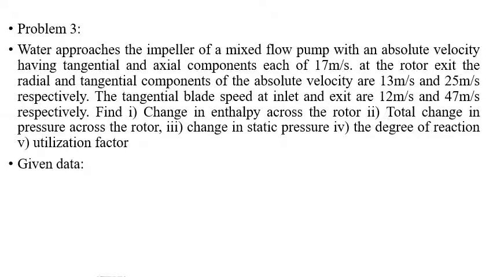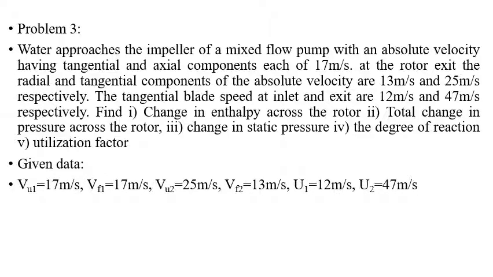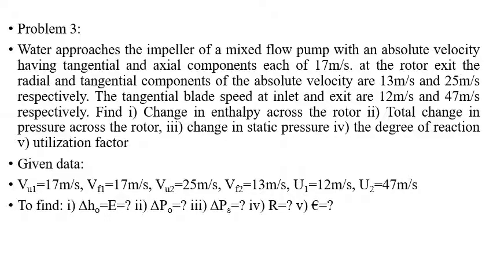By reading this given numerical, write the given data, that is Vu1 is equal to 17 meter per second, Vf1 is equal to 17 meter per second, then Vu2 is equal to 25 meter per second, Vf2 is equal to 13 meter per second, U1 is given, that is 12 meter per second, and U2 is given as 47 meter per second. And to find change in enthalpy or energy transfer, then change in pressure across the rotor, that is delta P naught. Then change in static pressure, delta Ps. Fourth one, degree of reaction and utilization factor.